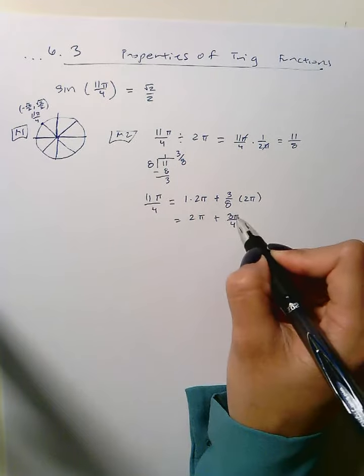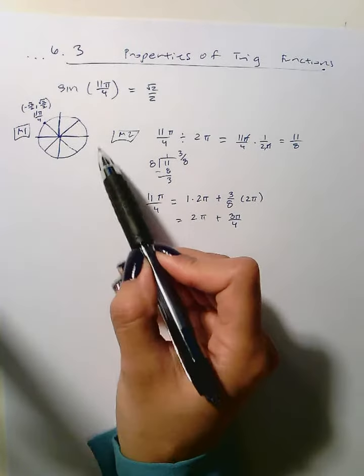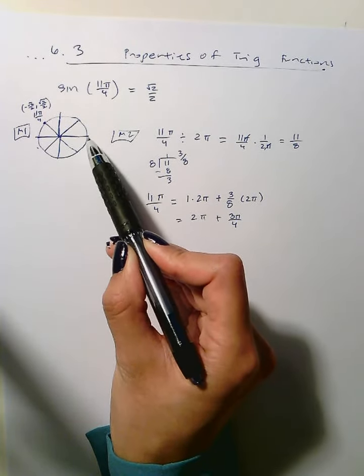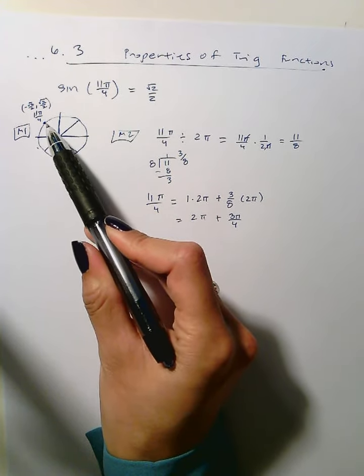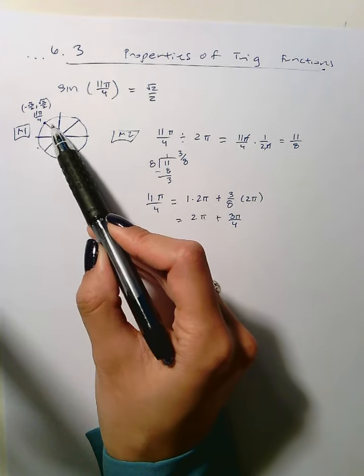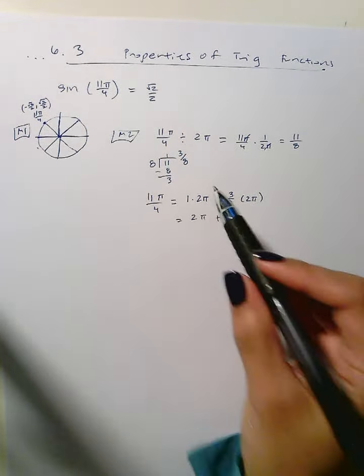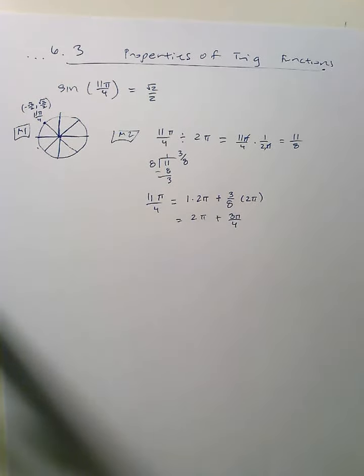So now this is going to tell me you go one full revolution. So let's use the same picture. You go one full revolution, so we end right here. And then you go 3 pi over 4 more. So 3 pi over 4 more, that would be this one right here. So it lands on exactly the same place. So then the y value is radical 2 over 2 still. So that means that sine of 11 pi over 4 is still radical 2 over 2.